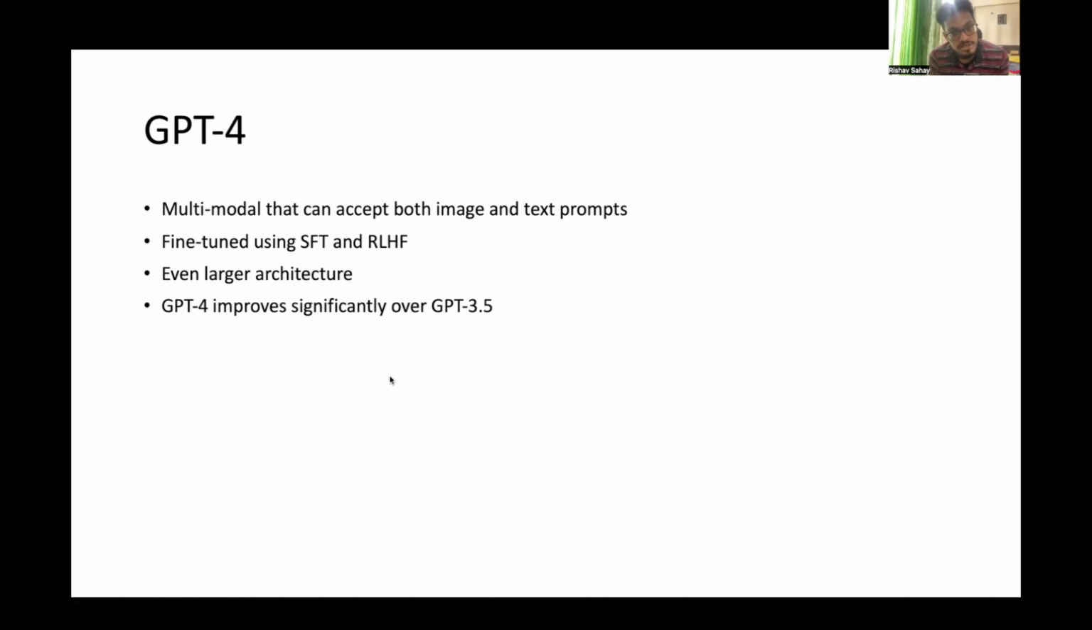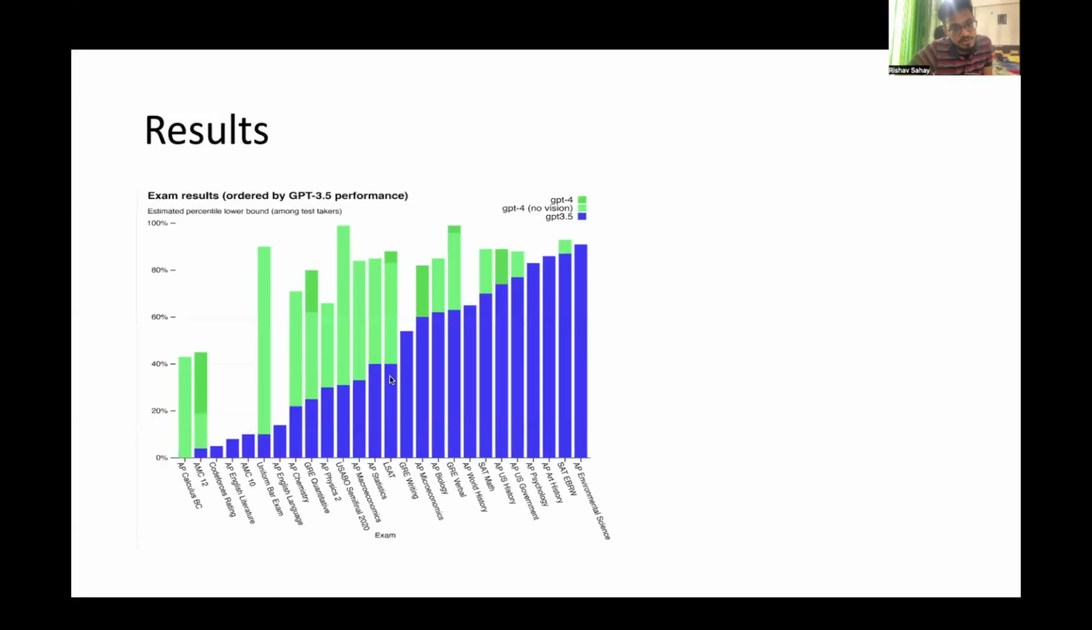There is speculation that it follows a mixture of experts architecture, wherein there are different experts to solve for different tasks, and there's a routing mechanism that would basically invoke different experts depending on the task. GPT-4 shows significant improvements over GPT 3.5. So we'll look at the evaluation results now.